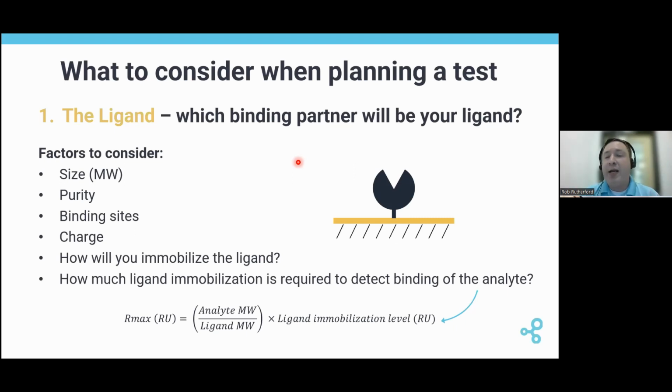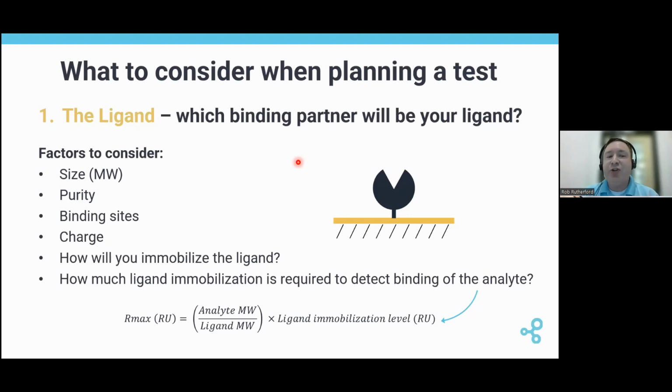Whenever you're running a test, you're trying to choose a fitting model. We like to try and minimize the number of binding sites that a ligand has. So if you have two partners, and one will only bind the second one once, then that would make it more optimal to try and make that one your ligand. Charge: depending on your sensor chemistry, you may want to try and immobilize opposite charges, which will increase the amount of immobilization that you can achieve.